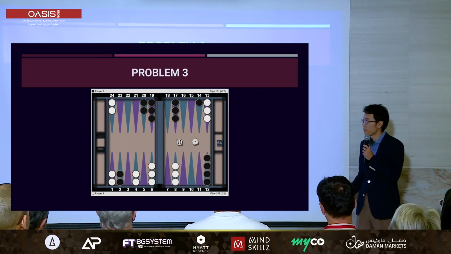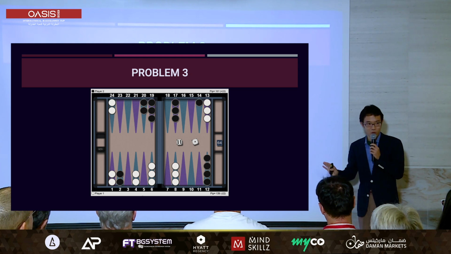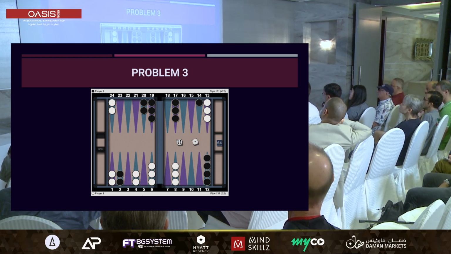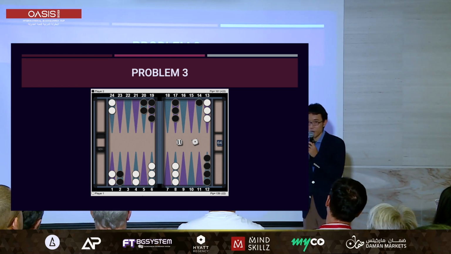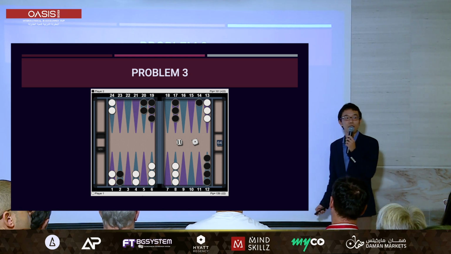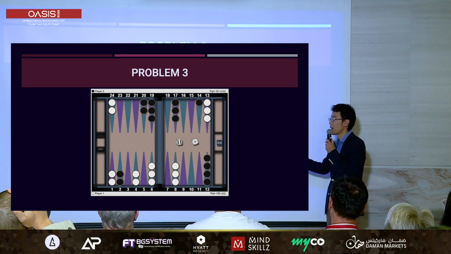Okay, let's go to number 3. This is an interesting one. But don't think about 6-1. What kind of position do you have? Blitz position, because you have an ace point. Yes. And what about black? Prime. Yes, he has a prime position. Like he can make a bar, he can make a 4, he can make outer points.